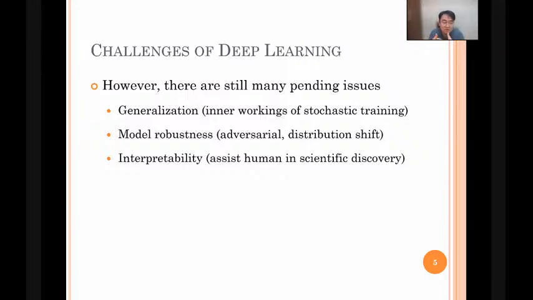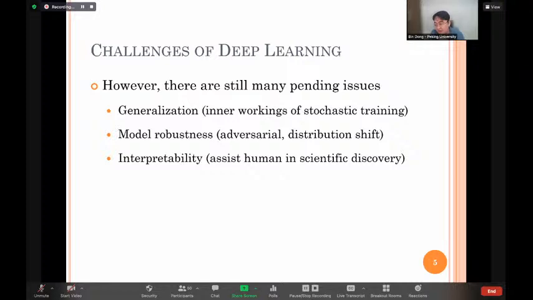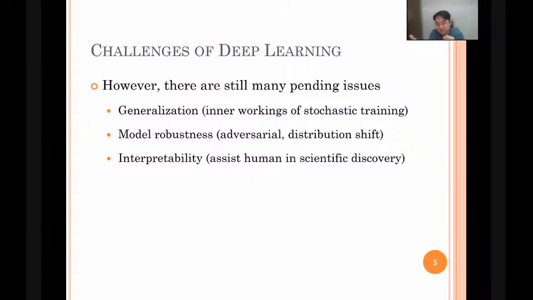Okay, and also model robustness. There are two different aspects: the adversarial robustness and the robustness in terms of distribution shift. It's actually quite important if you want to land the model that's trained in your lab into practice, and you often face the problem of model robustness, and mostly distribution shift. That's another issue. And third is interpretability.